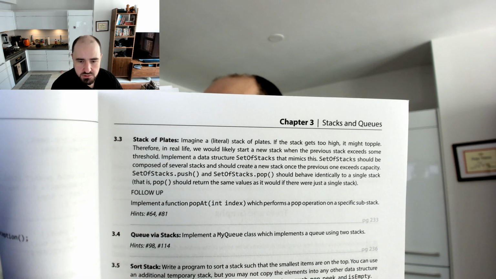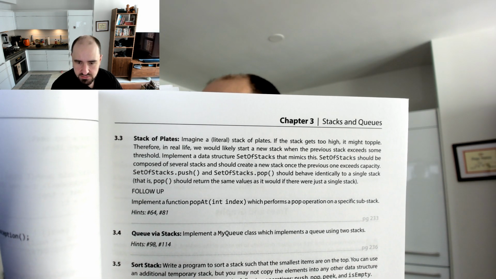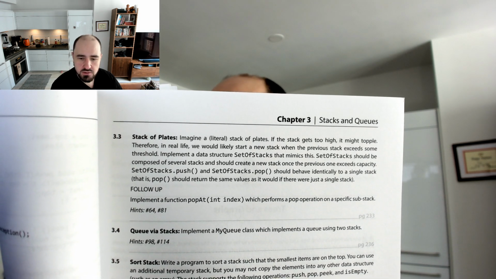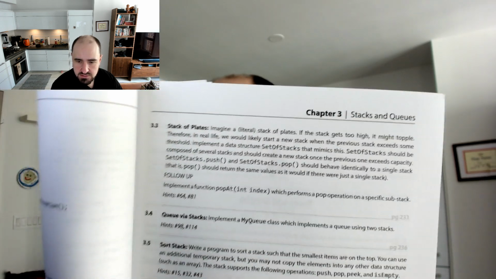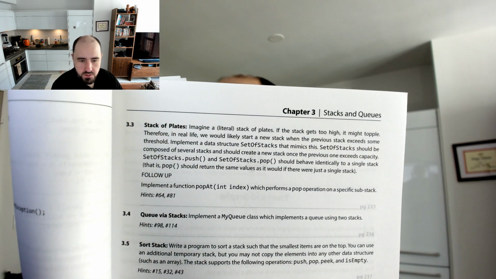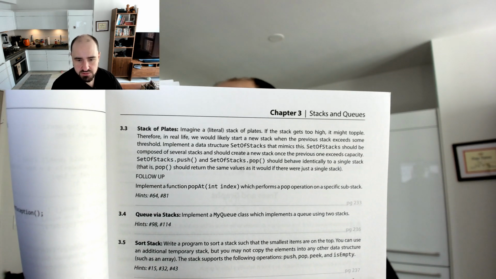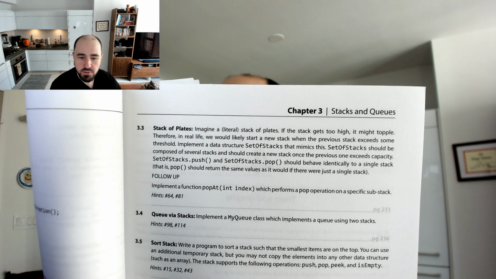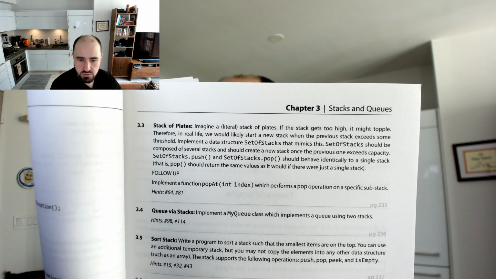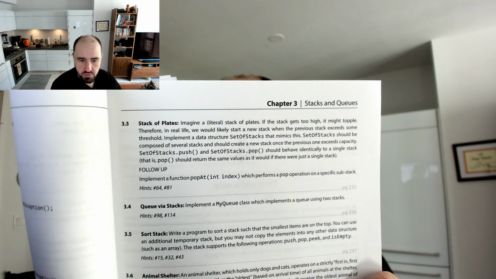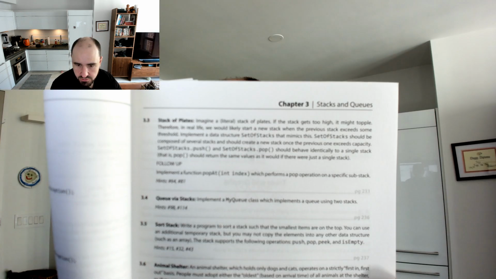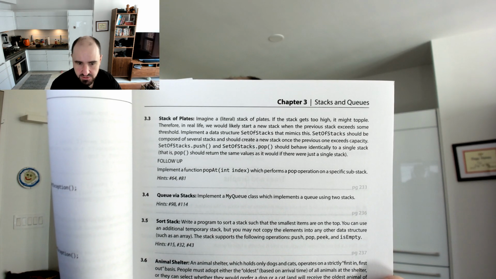Implement a data structure set of stacks that mimics this. A set of stacks should be composed of several stacks and should create a new stack once the previous one exceeds capacity. Set of stacks.push and set of stacks.pop should behave identical to a single stack. That is, pop should return the same values as it would if there were just a single stack. Follow up. Implement a function pop@index, which performs a pop operation on a specific substack.